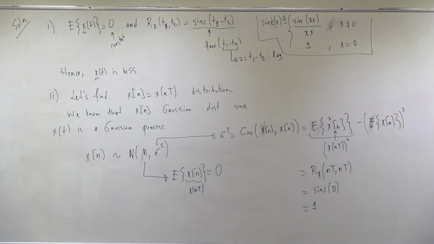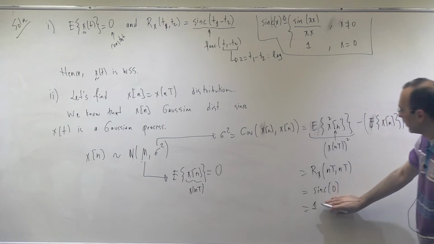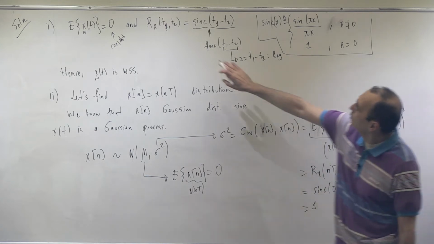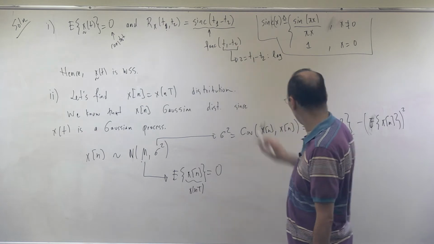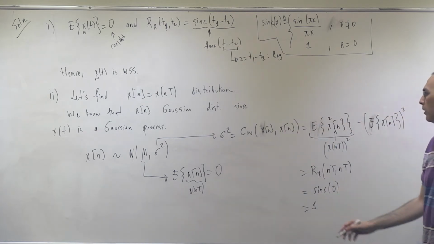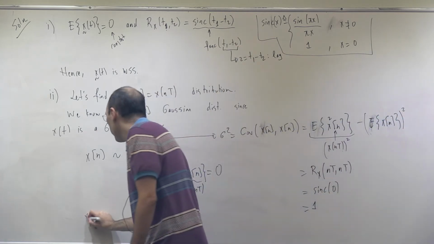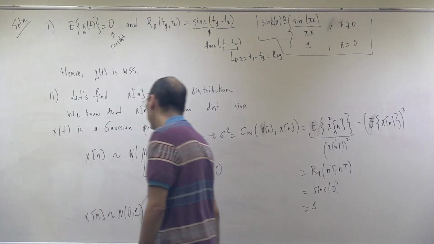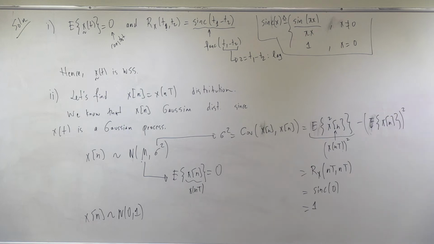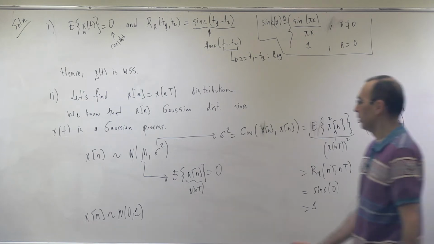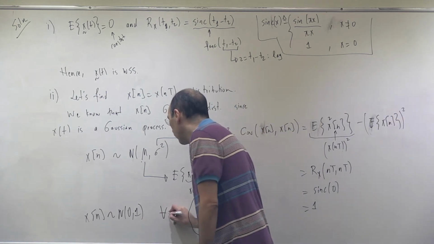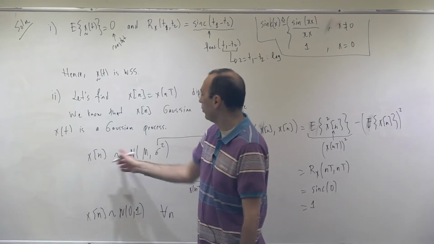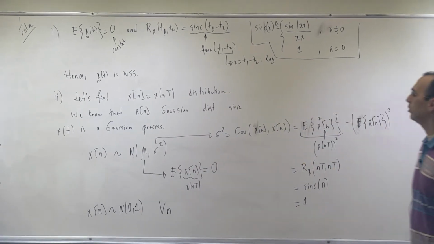So I will draw the sinc function instantaneously, but at the end of this calculation, by just evaluating this function at 0, I get 1. So what do I have? X of n is Gaussian distributed with 0 mean and variance of 1. Now this is valid for all n, because if I change the value of n, nothing changes.